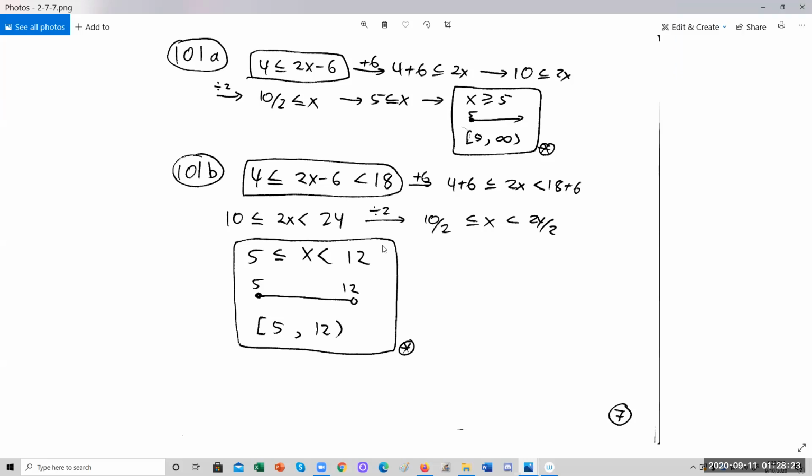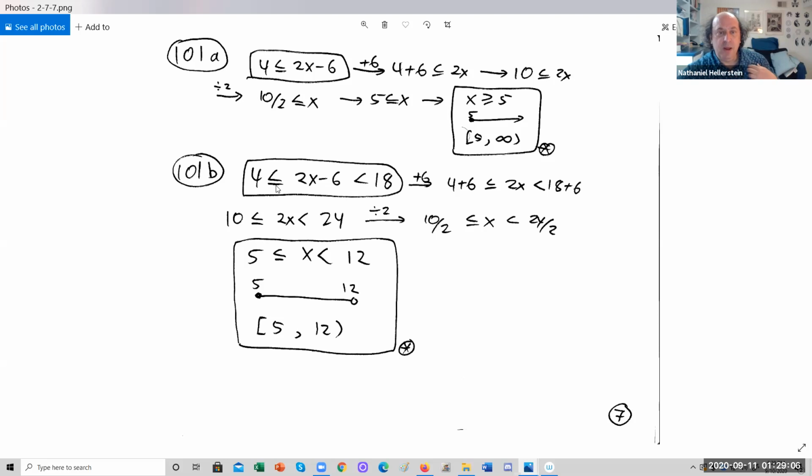101A and B have, here's a single inequality, here's a double inequality. All right, here we go. 4 less than or equal to 2x minus 6. We clear away the 6 by adding 6 to both sides. That keeps the inequality the same. 4 plus 6 is less than or equal to 2x. So this becomes 10 is less than or equal to 2x. We clear away the 2 by dividing throughout by 2. 2 is positive, so the less than sign stays a less than sign. 10 over 2 is less than or equal to x. 5 is less than or equal to x. So x is at least 5. The graph is everything to the right of and including 5. Square bracket 5 to infinity.